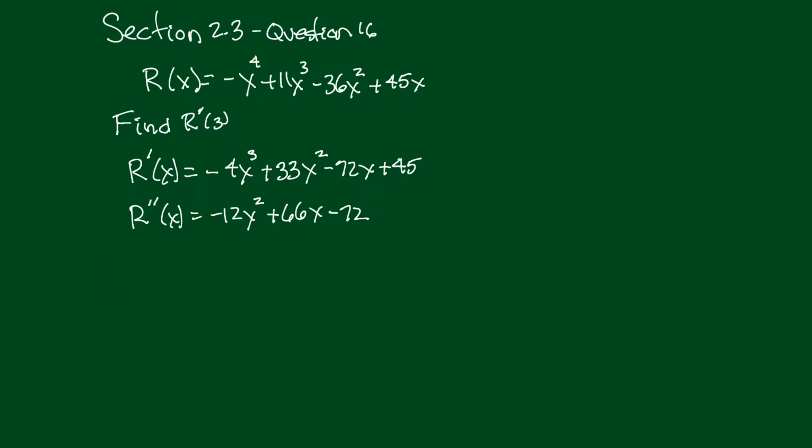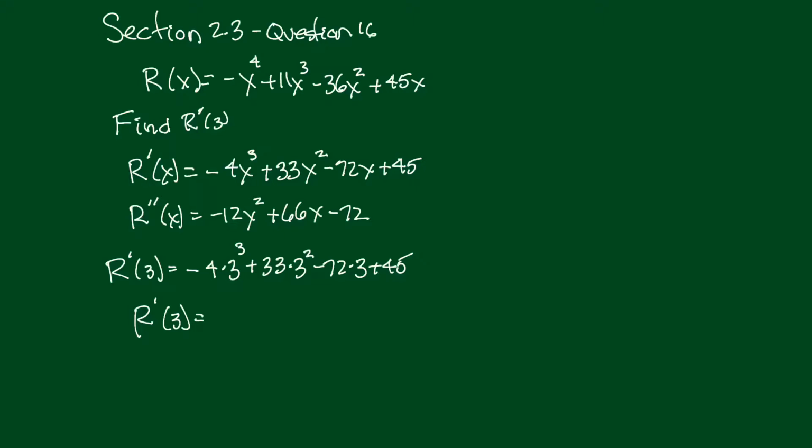So here's our two derivatives, first and second. Now let's compute R prime of 3. So R prime of 3 is going to be, now I'm just going to put 3 back into R prime. Here's R prime, so I'm going to put 3 in for all of these x's here, but you knew that. So it's going to be negative 4 times 3 cubed plus 33 times 3 squared minus 72 times 3 plus 45. Now I'm going to get my calculator and do this. So R prime of 3 turns out to be, when I compute that, I'm getting 18.